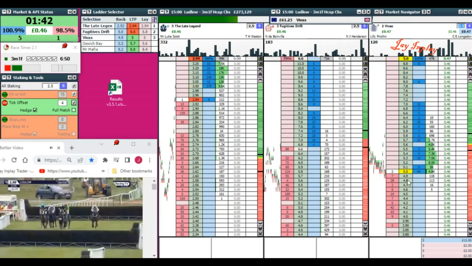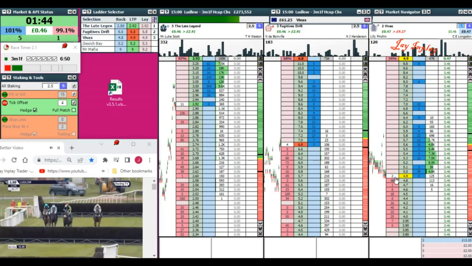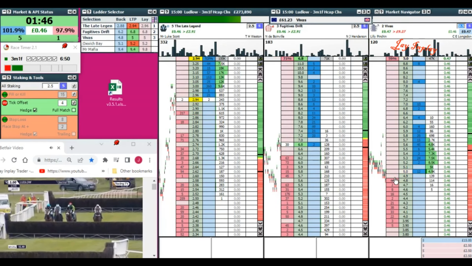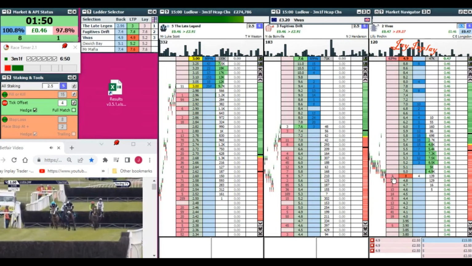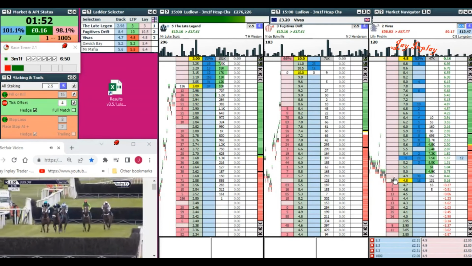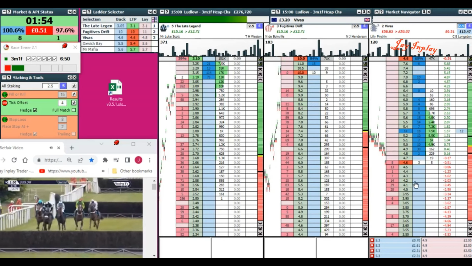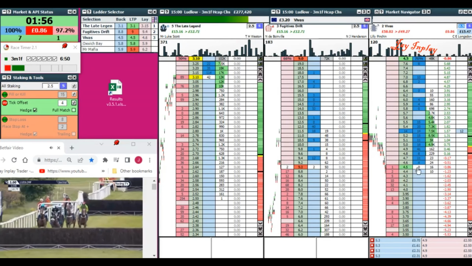Mr. Mafia regained the lead from the late legend. Then Oxwich Bay and Vivas, and Fugitives Drift shaken up for a few strides after jumping that fence. Always do the right thing. Don't get greedy. Again, Oxwich Bay went left into the path of Fugitives Drift. I might actually have to take a loss on this one, as they head to the open ditch again.